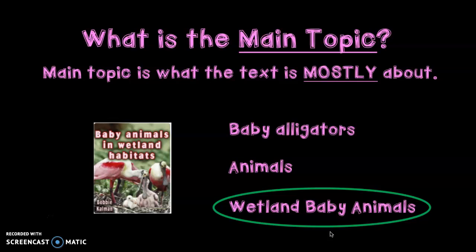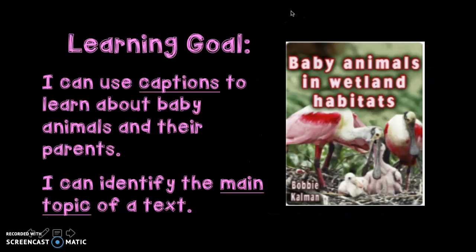So I didn't need to list everything. I just need to say that the text was mostly about wetland baby animals, and that would be the main topic. So our learning goal was I can use captions to learn about baby animals and their parents, which we did by finding the words under the pictures and learning more about our pictures by reading those words. And I can identify the main topic of a text, which is what the text is mostly about. Not just one little detail, but what the whole text was mostly about.